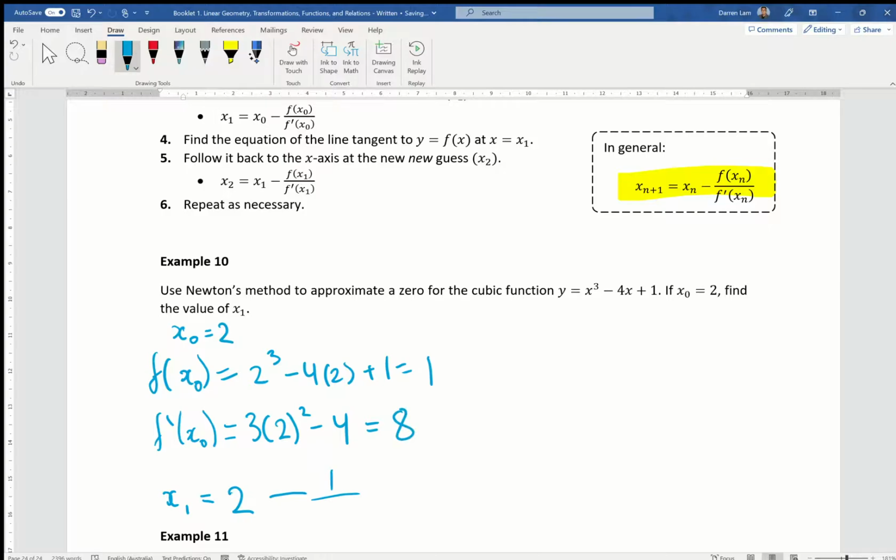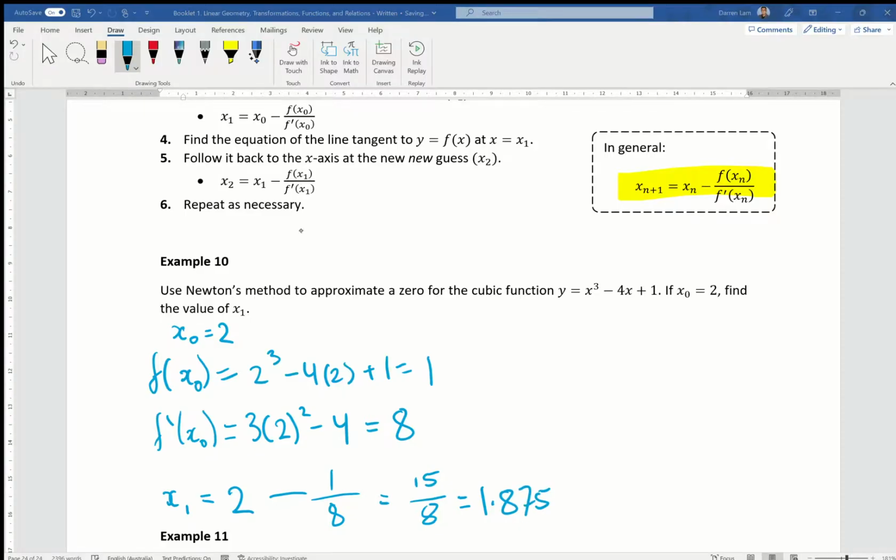3 times 2 squared, that's 3 times 4, 12 minus 4 gives us 8. I feel like I'm all over the place. Apologies. Which just simplifies to 15 over 8. If I put that in my calculator, 15 over 8 as a decimal equals 1.875.